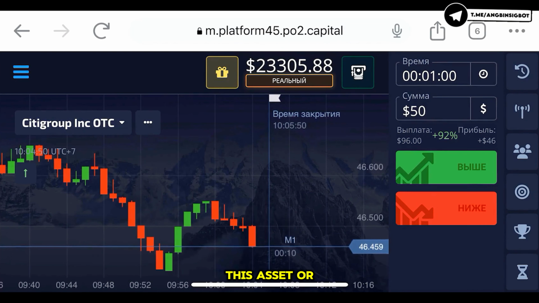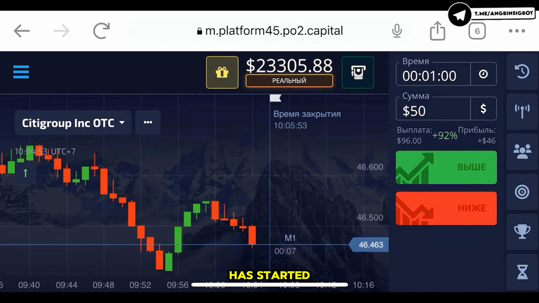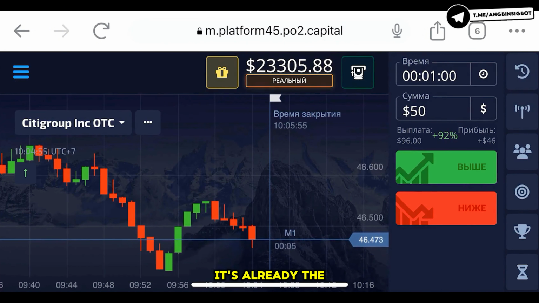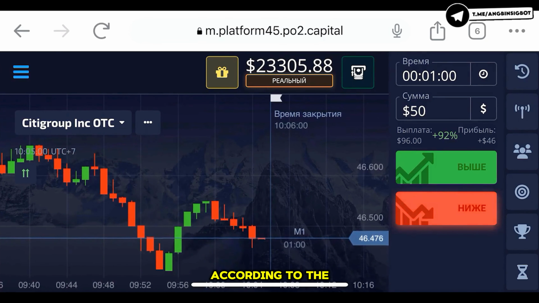So, I found this asset, or rather a stock. A downward trend has started. There is no doubt about that. It's already the 5th red candle. Now it will finish, and at the beginning of the new one, I will enter according to the trend down.